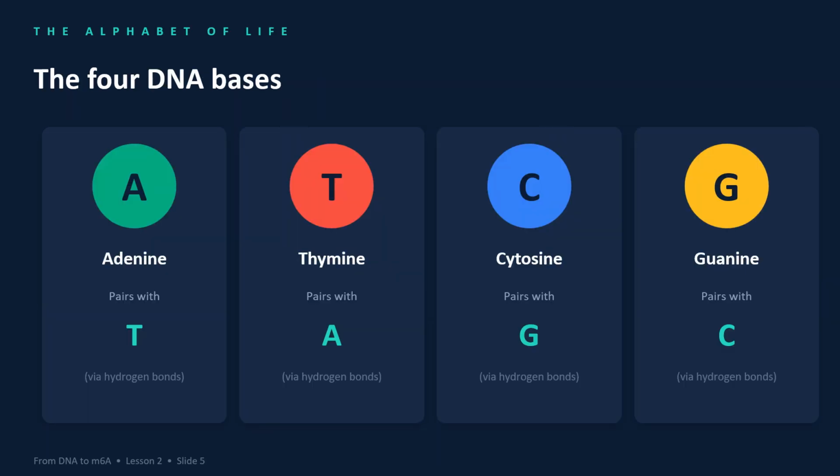Let me introduce those 4 letters properly. A stands for adenine, T stands for thymine, C stands for cytosine, and G stands for guanine. There's one important rule that makes everything work. A always pairs with T, and C always pairs with G. They fit together perfectly, almost like dance partners connected by hydrogen bonds. This pairing isn't random. It allows DNA to be copied accurately every single time a cell divides.